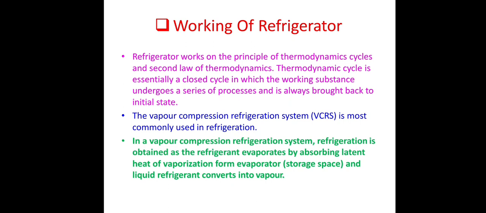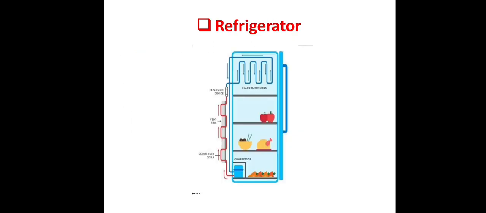The phase of the refrigerant may change. In a vapor compression refrigeration system, refrigeration is obtained as the refrigerant evaporates by absorbing the latent heat of evaporation from the evaporator or storage space, called the refrigerated space, and the liquid refrigerant is converted into vapor. In the evaporator, absorption of latent heat and phase change take place. The liquid refrigerant is converted into vapor form, and this vapor is supplied to the compressor.